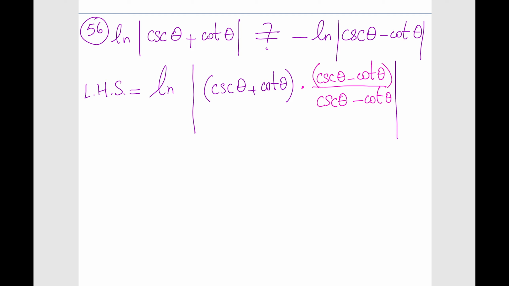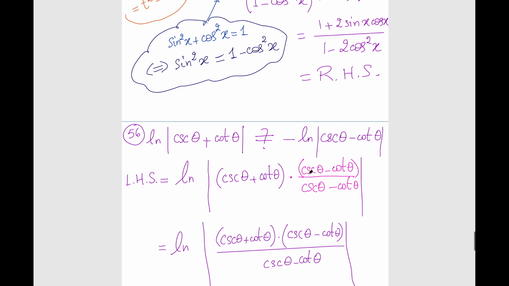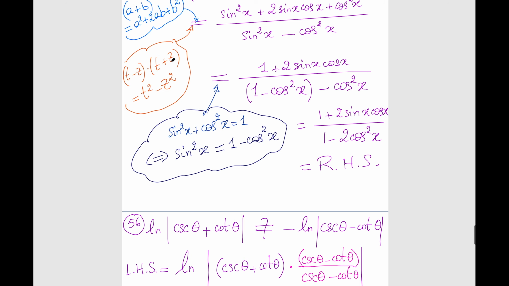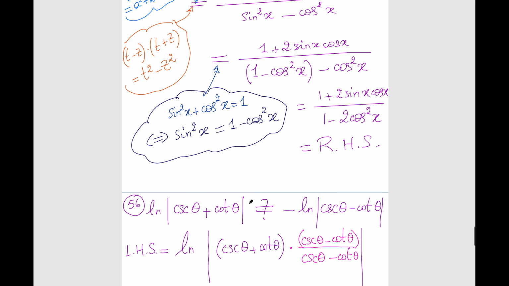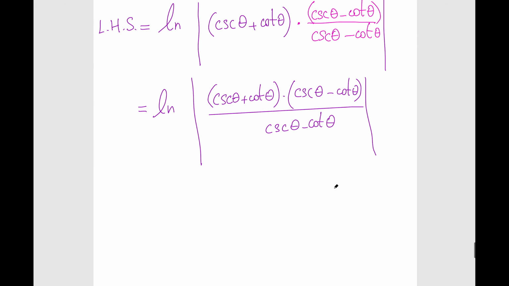Well, what do we get? We get ln of the absolute value of, upstairs we have cosecant theta plus cotangent theta times cosecant theta minus cotangent theta, and downstairs cosecant theta minus cotangent theta, right? Okay. What's the structure of the expression upstairs? Isn't it t plus z times t minus z, which is t squared minus z squared? Take a look. The structure is the same, so I'm going to use that.